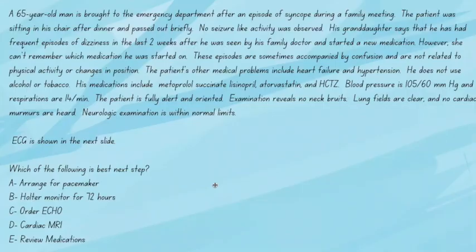Which one of the following is the best next step? Arrange for pacemaker, Holter monitor for 72 hours, order an echo, cardiac MRI, review medications. We have a 65-year-old man brought to the emergency department after an episode of syncope during a family meeting. The patient was sitting in his chair after a dinner and passed out briefly. No seizure-like activity was observed. His granddaughter says that he has had frequent episodes of dizziness in the last 2 weeks after he was seen by his family doctor and started a new medication. However, she can't remember which medication he was started on.